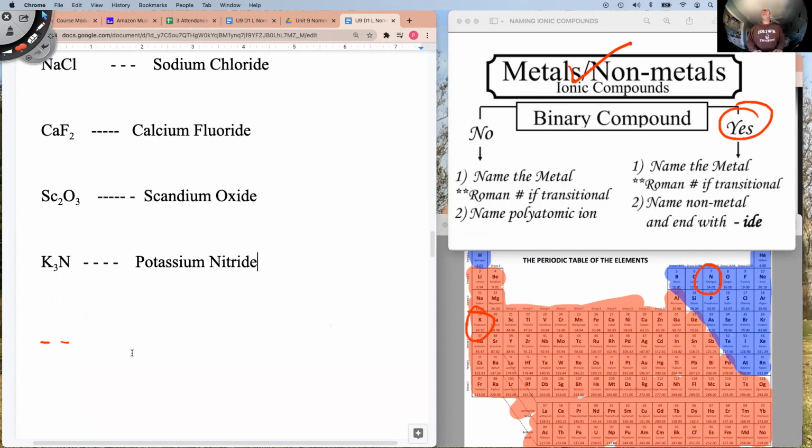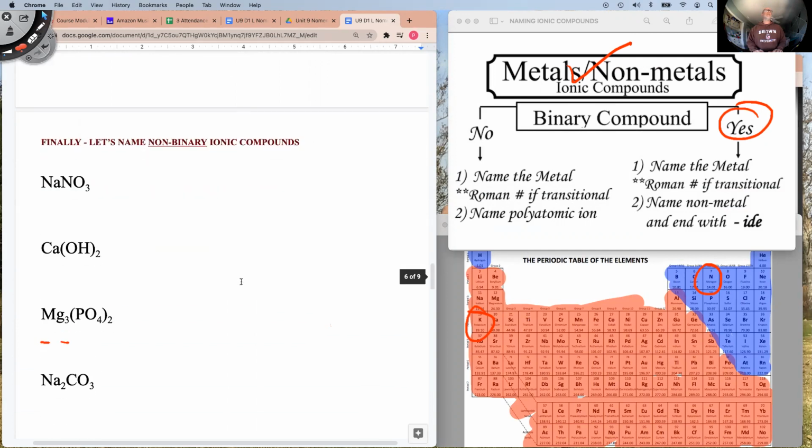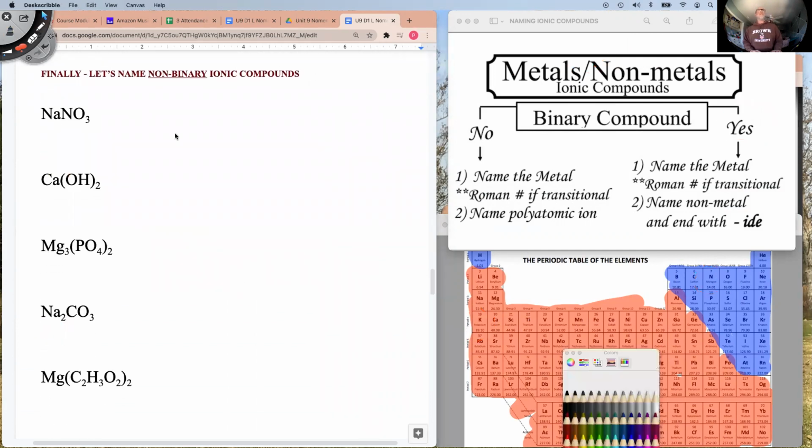So now let's move into, we just did the binary compounds with yes. Now we're going to move into binary compounds with no, ladies and gentlemen. All right, so let's get busy. So this one says, let's name the non-binary, but I'll take you through the whole process.